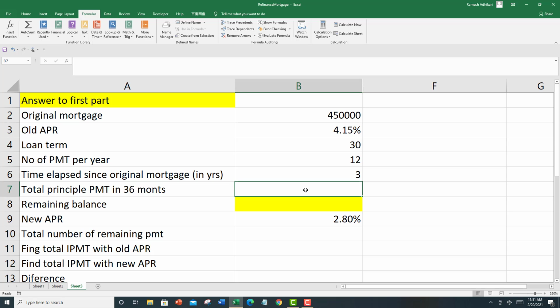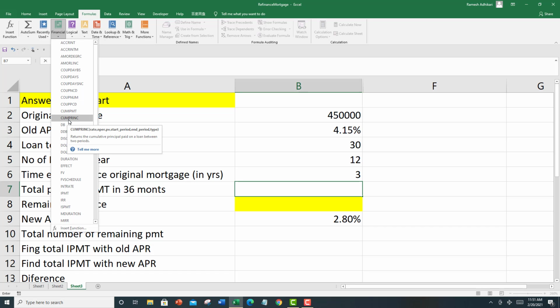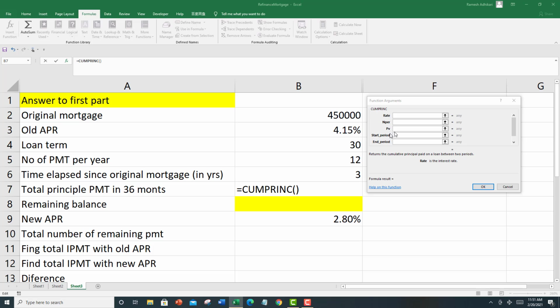There are different ways to compute the total principal payment in 36 months, but I'm going to use Excel's CUMPRINC function. That helps us to compute the cumulative principal payment. You can simply type equal and the cumulative principal function, but I'm going to use the visual here so it's easy to understand. I go here to formulas, and here is financials, and you can see here CUMPRINC, and if you don't know what this function does, you can look at the explanation, and that gives us. And now we have all the information here.